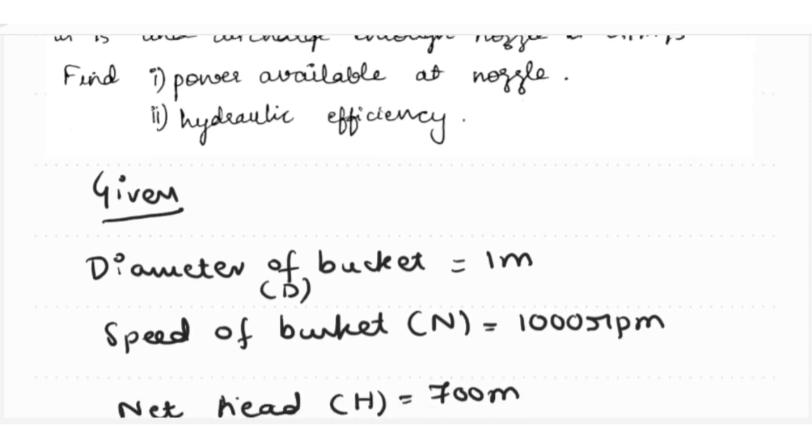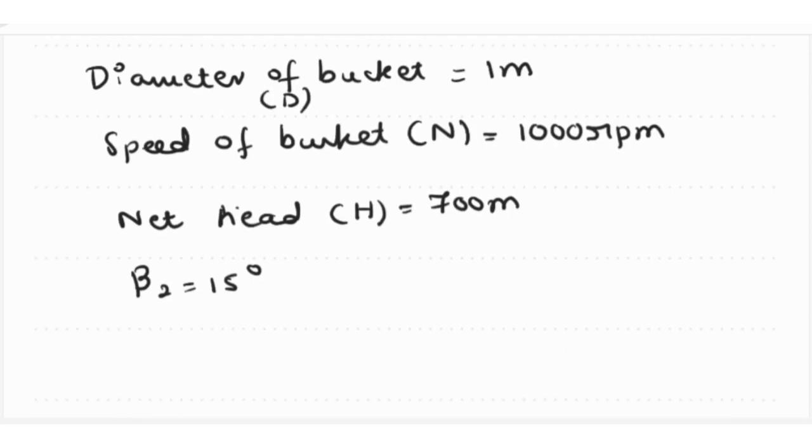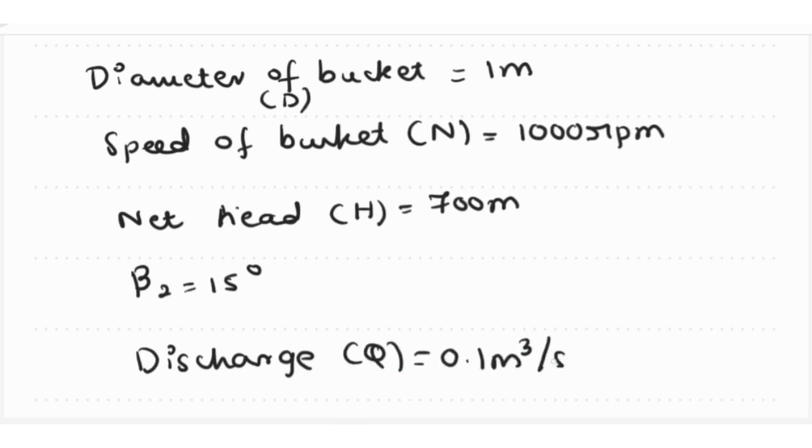Discharge through nozzle is given, discharge through nozzle Q is equal to 0.1 meter cube per second. So these are the data given.